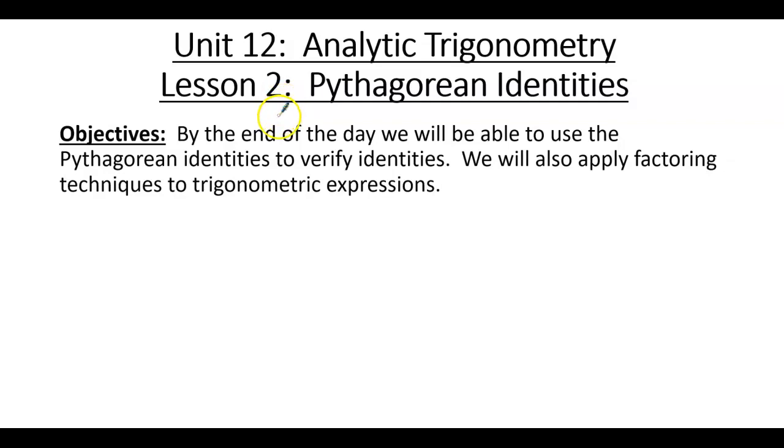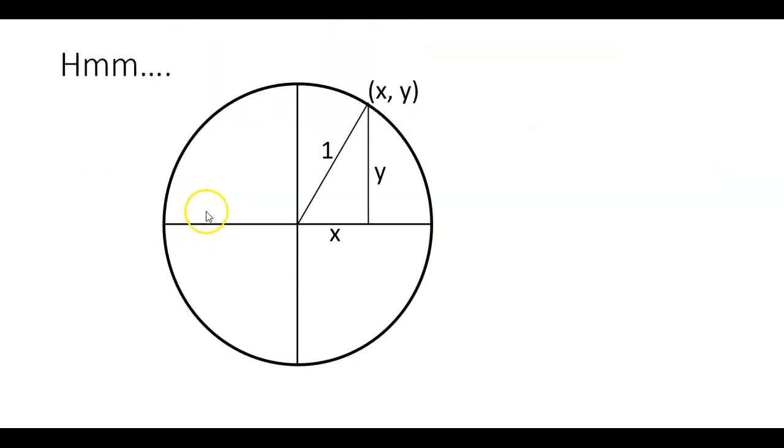We're going to learn some more identities today, known as the Pythagorean identities, and that will be it for that. We're not going to get to the factoring part till next time. So we're just going to talk about these Pythagorean identities. All right, so let's begin.